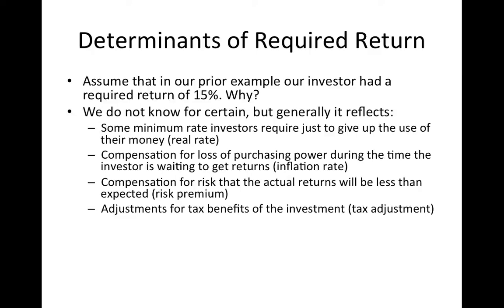Last one's sort of the biggie: compensation for risk that the actual return will be less than the expected return. So in our project, there was a 25% chance that we would wind up with a number less than 17.5%. In fact, it was a negative 10%. And so an investor might look at that and basically say, I need something extra for that risk.